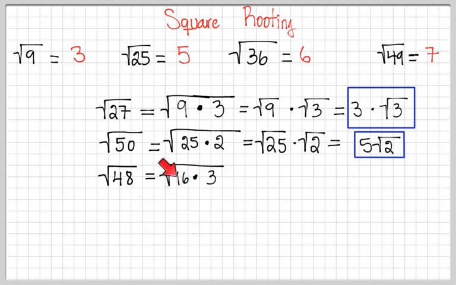So now we have the square root of 16 times 3, which I'm going to write as the square root of 16 times the square root of 3. And between these two, I know the square root of one of them. I don't know the square root of 3, but I do know the square root of 16. The square root of 16 is 4. So what I'm going to be left with is 4 square root 3.